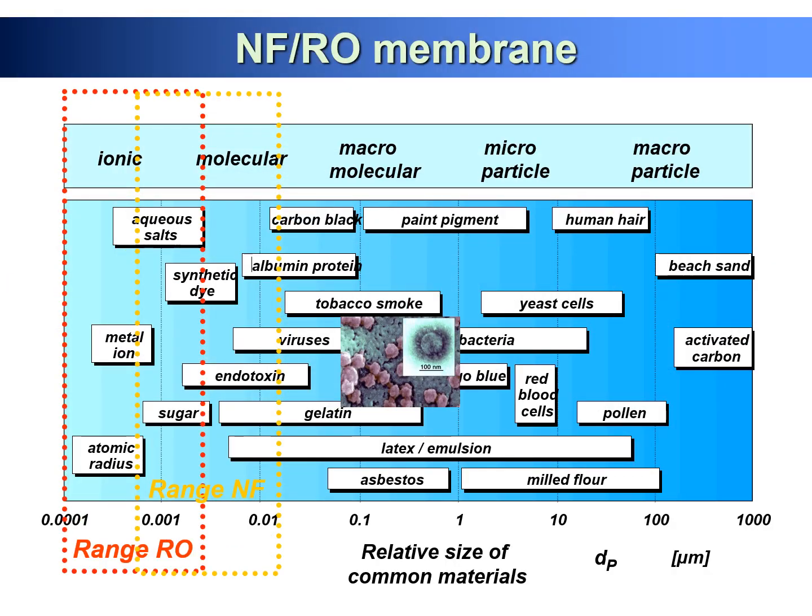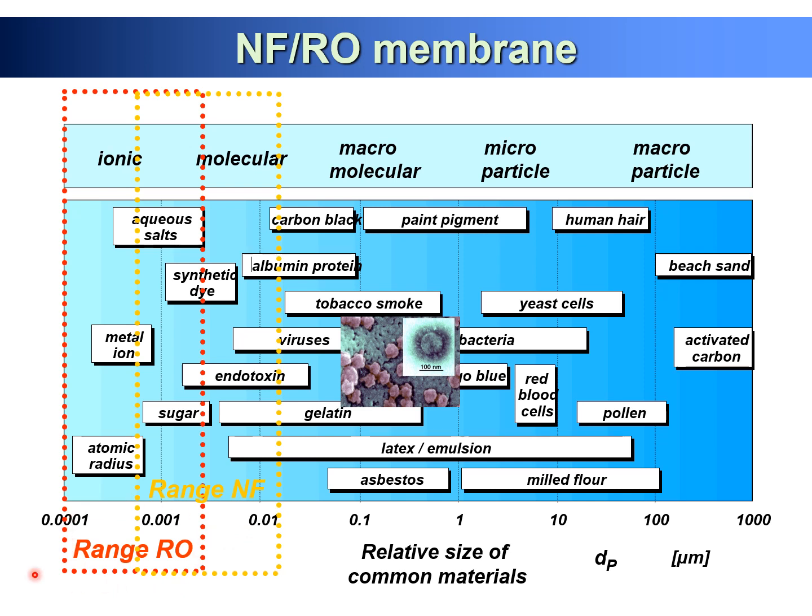So what's the RO membrane? This is the general size of different contaminants. How can we remove them? Let's look at 1 micrometer. Human hair is around 10 to 100 micrometers, beach sand 1 millimeter to 100 micrometers, activated carbon. Now let's look at less than 1 micrometer.